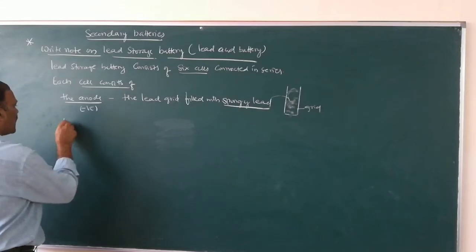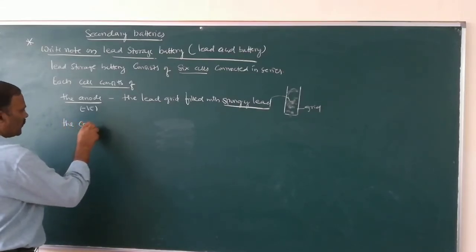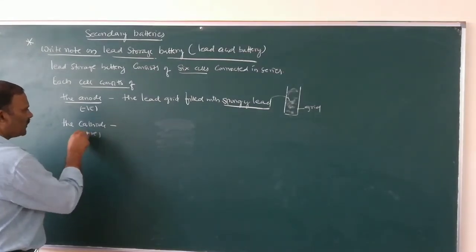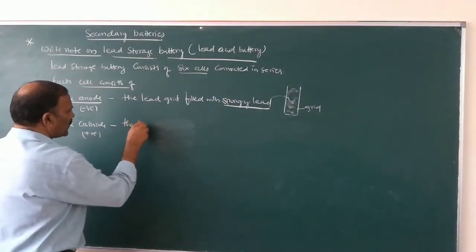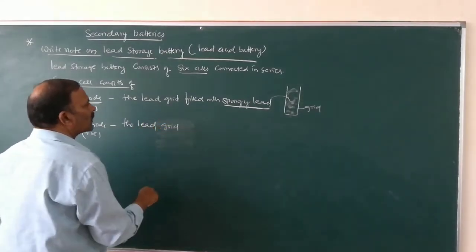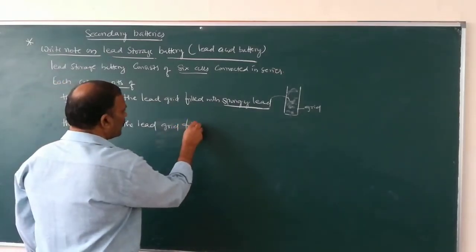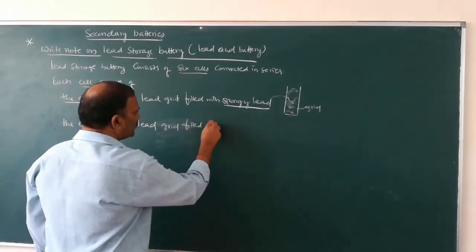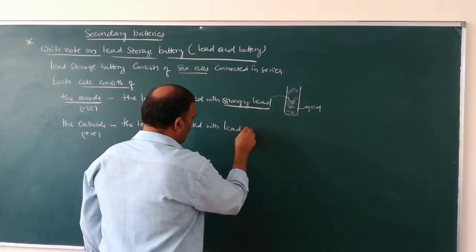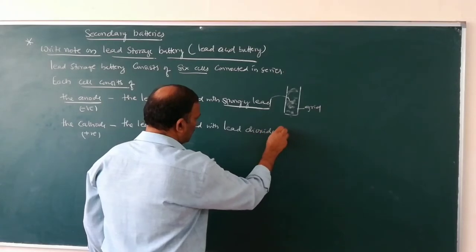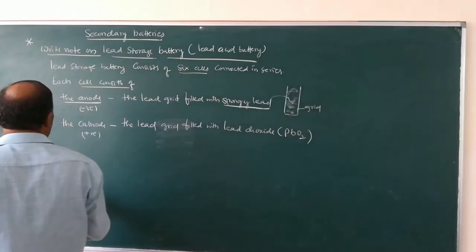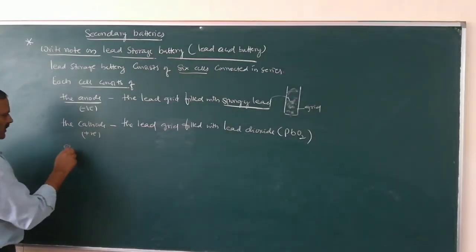And then what is the cathode? Cathode is positive. Here also the lead grid filled with lead dioxide, that is PbO2. And what is the electrolyte?